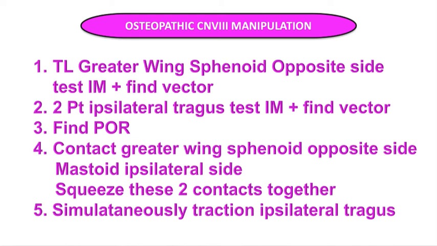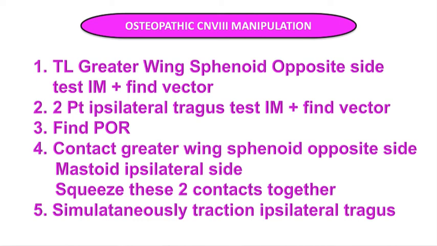So you're going to put those 3 things together. So you're going to contact the greater ring of the sphenoid on the opposite side, the mastoid on the ipsilateral side. You're going to squeeze those 2 together. If your hand is not big enough, the patient has a large head, then you're not going to be able to do this with one procedure. You're going to have to use 2 hands to do that, okay, with your inspiration component. And then the 3rd step would be to simultaneously traction the ipsilateral tragus.